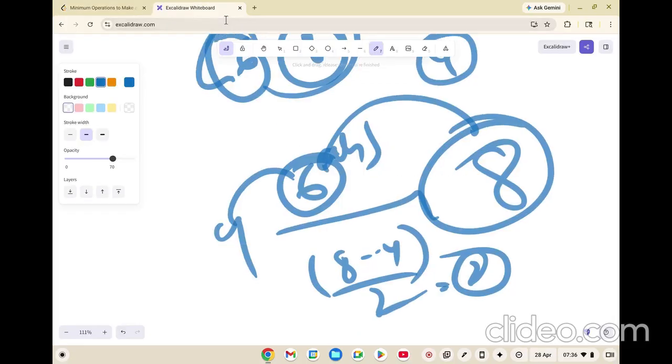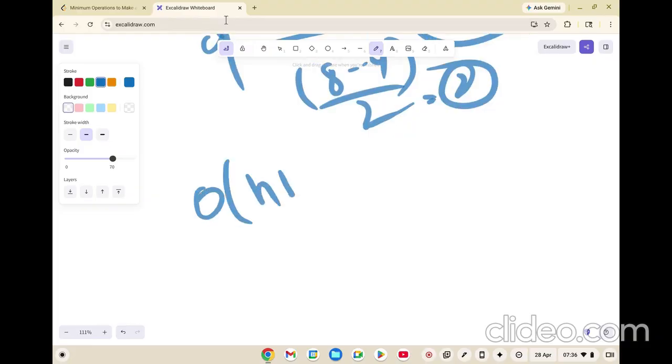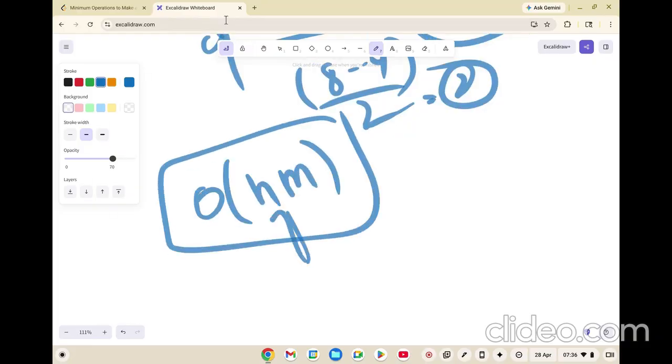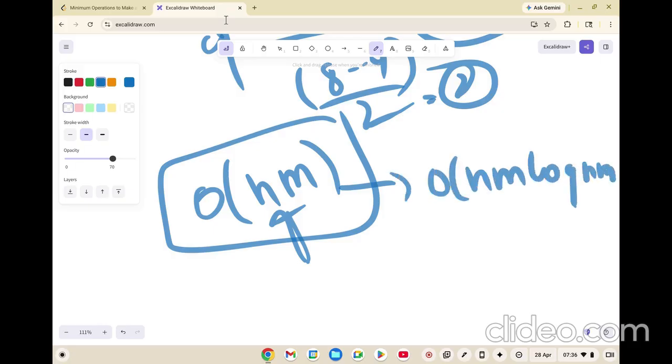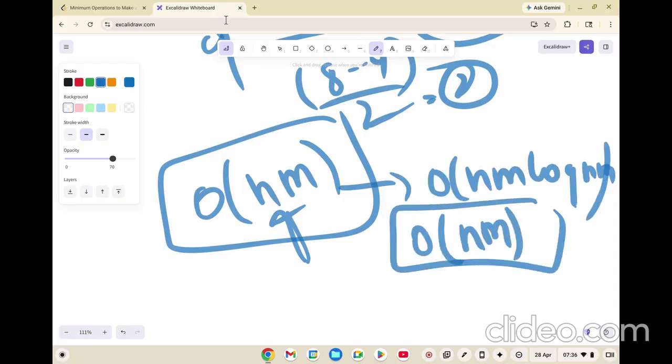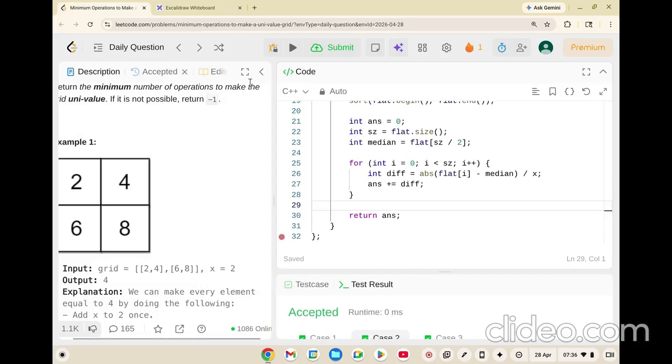If you look at the time complexity of this problem, it is O(n times m), because you first created the vector and after that you sorted it as well, so it becomes nm log nm. And the space complexity is also O(n times m). And that's it for the problem. If you submit this, it gets accepted.